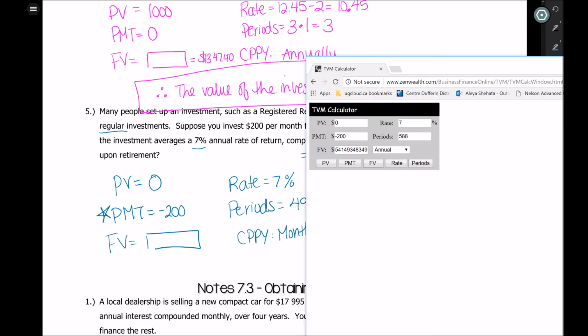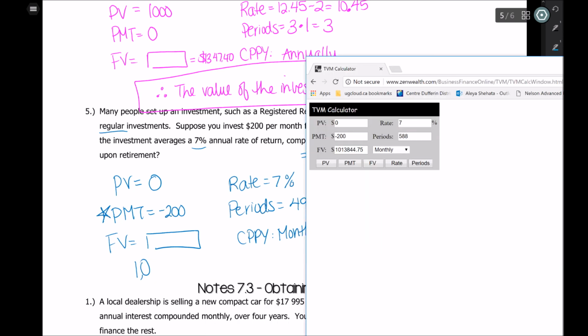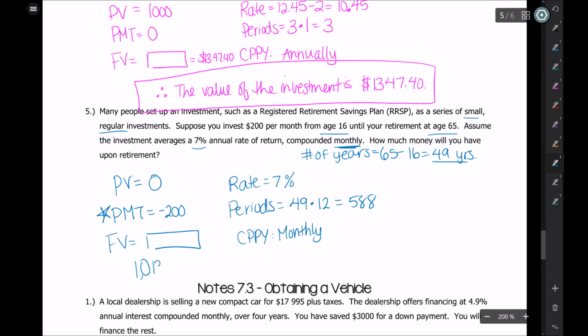So we're going to type this in right here, and oh, sorry, this number is ridiculously large because it's annual. We want to say that it's monthly. So let's go ahead and try that again. So our future value right here is still a pretty large number. If you're putting in $200 every month, you're going to end up getting all of this money right here. So you end up getting $1,013,844.75. And that's the power of investing.